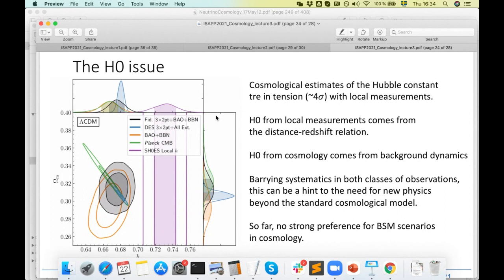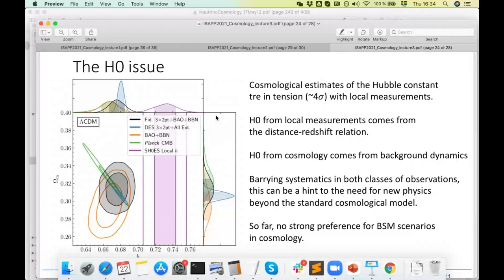The main idea is that you are using, again, a standard ruler. And the standard ruler is the sound horizon at recombination, the position of the acoustic peaks in the CMB, basically. You can measure this position very well, so you have a measurement of the angular scale onto which the sound horizon is projected on the sky.